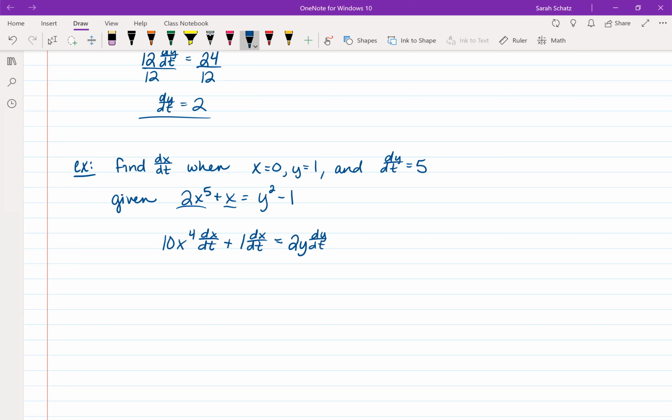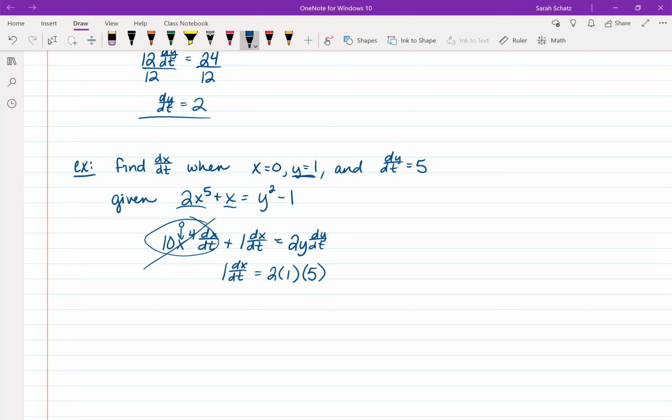So now is the time to plug in values that you know. It says x is 0. So what happens to this entire term? It's just going to go away because you're going to put a 0 in for that x. So that whole term's gone. This term is still going to be 1 dx/dt because I don't know any values to plug in there. But over here, y is 1, so I'm going to have 2 times 1 times dy/dt, which is 5.